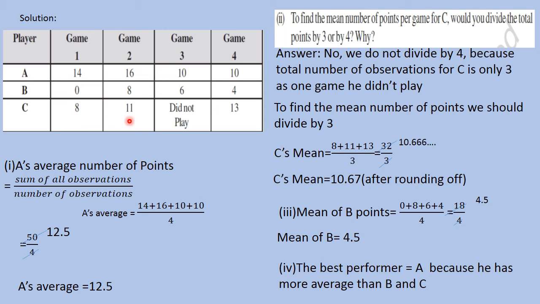8 plus 11 plus 13 upon 3. 1, 2, 3 upon 3. If there are 3 observations, we will divide it by only 3. So, it is 32 upon 3. So, how much is this? Let us cancel it. 3 ones are 3. Now, 2 is left because 2 does not go with 3. 2 is less than 3.